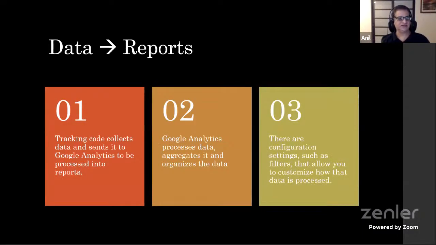Tracking code collects data and sends it to Google Analytics. Google Analytics processes the data, aggregates and organizes it, and the configuration settings such as filters are a critical aspect. So you collect the data, send it to Google Analytics, and Google Analytics processes it based on the rules that you have set. I'll show you what those filters mean. You can decide what data you want to see and what data you don't want to see in your reports. That's how Google organizes it.